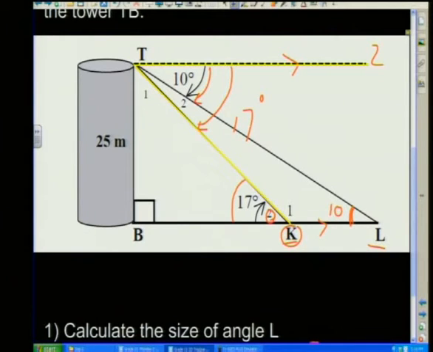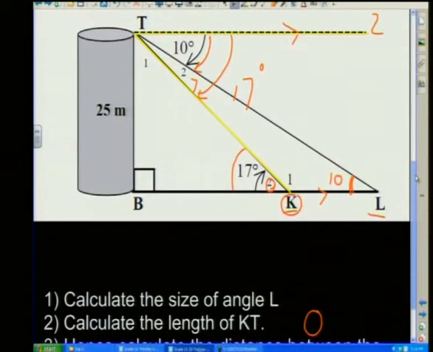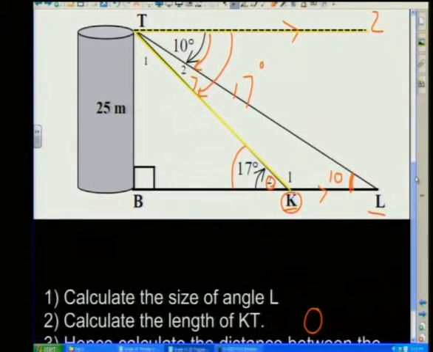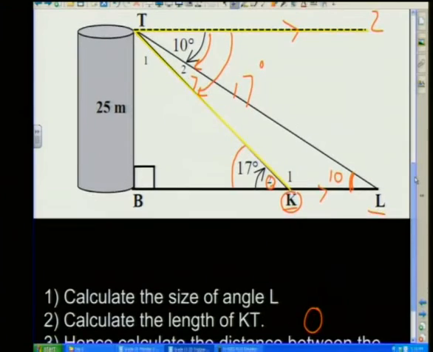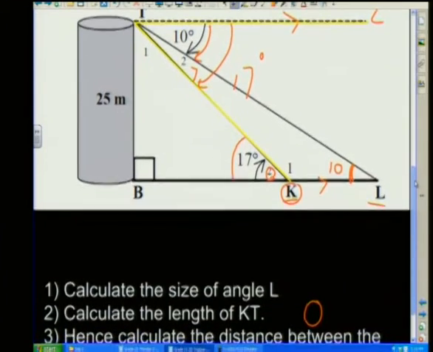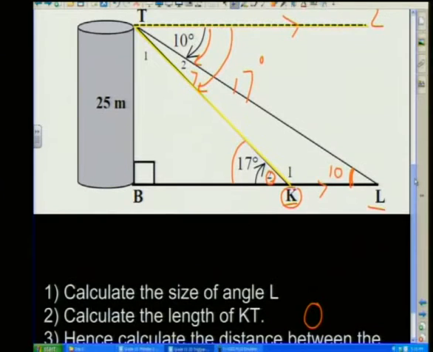So if the whole thing is 17 degrees and this little part of T is 10 degrees, that means that T2 must be 17 minus 10, which is 7 degrees. All right, so all we've done is we've marked down L is 10 degrees from alternate angles, and then we've marked down that T2 is 7 degrees also from alternate angles.